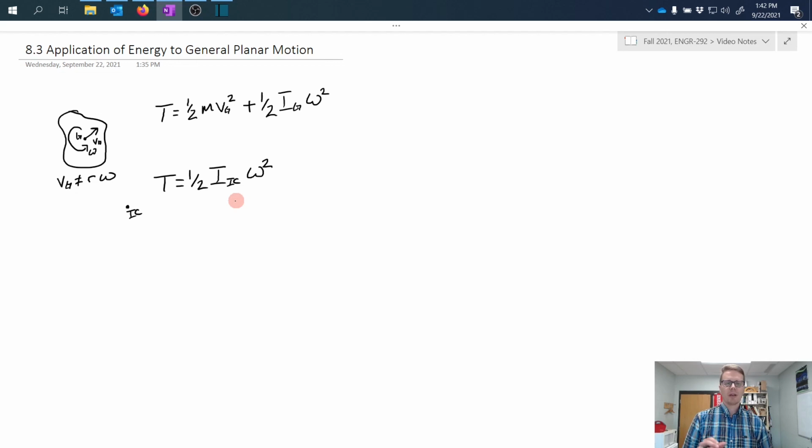From a work perspective, when we're talking about general planar motion, not too much changes. We can still input energy via work into the system or extract it out by applying a force over a translational distance, or by applying a torque over some angular change in position. So we still have methods for inputting or extracting energy from the system, and they don't really look a ton different when we're talking about general planar motion. So I'll leave it at that.